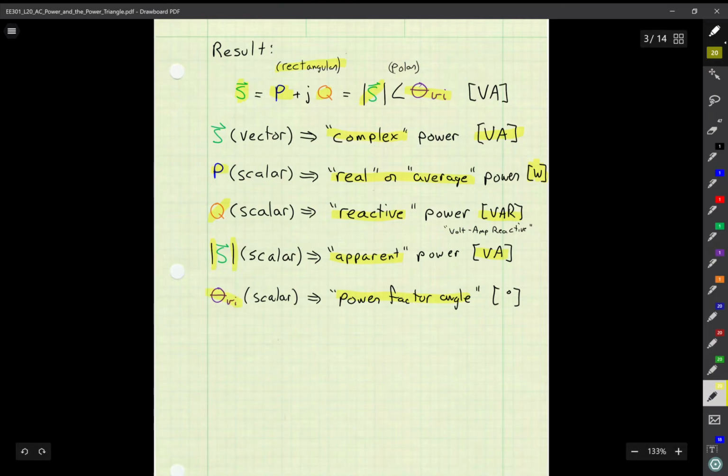This theta VI actually refers to the phase shift between the voltage and the current, which is equal to theta V minus theta I, where theta V is the voltage phase and theta I is the current phase. Okay, so that's the definition of complex power in rectangular coordinates and in polar coordinates, and this is where I'll reiterate the importance of knowing how to convert between rectangular and polar and back to rectangular when you compute complex power.